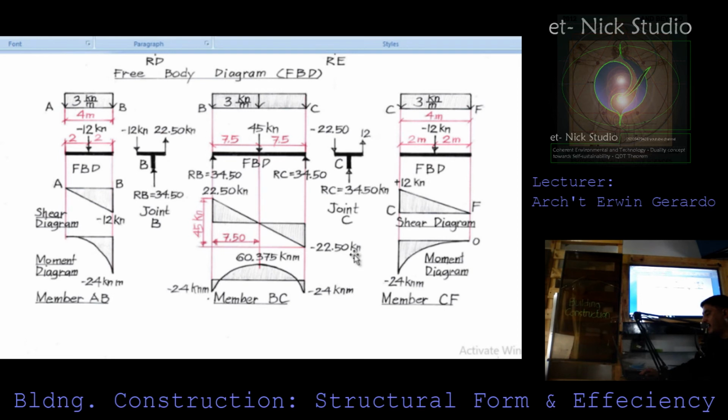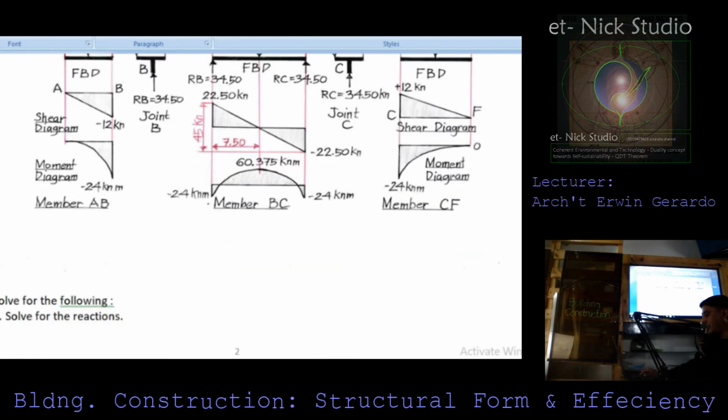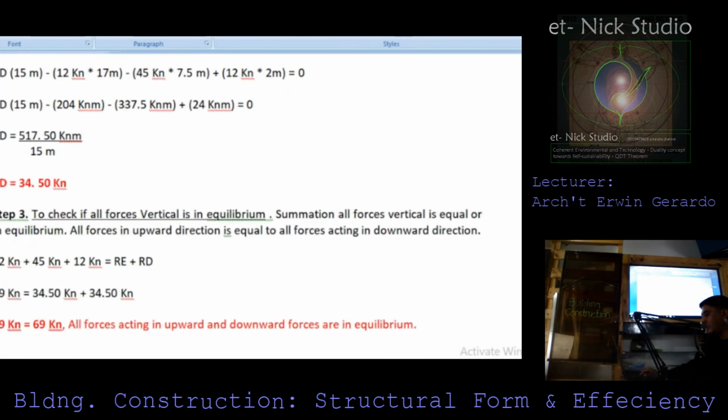Negative 22.5 kilonewton. So if this is decreasing positive, this line is known to be your first degree. So it already becomes a second degree, in the shape of a curve already. This is increasing negative, so at the tip this one is first degree, therefore the second degree is a curvilinear line. So this is how to interpret the shear diagram to its moment diagram.